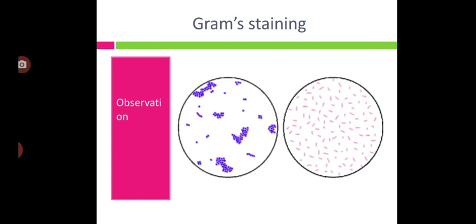So here on the left side, the bacteria are round in shape and violet in color. So they are gram-positive cocci in clusters. Why mention clusters? Because they are arranged in grape-like clusters. While on the right side, you can see the bacteria are pink in color with a rod shape. So they will be called gram-negative bacilli.